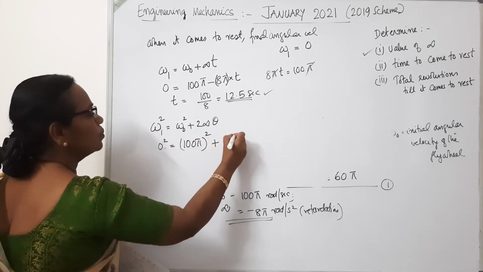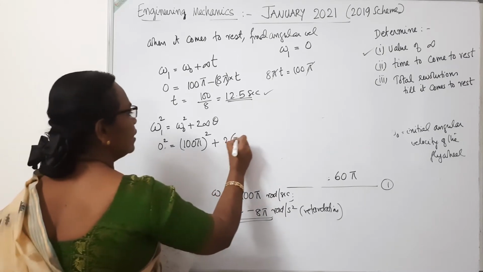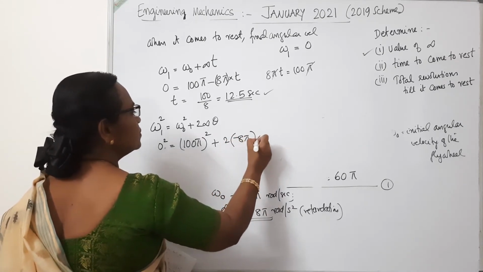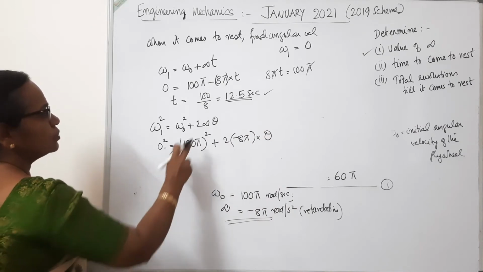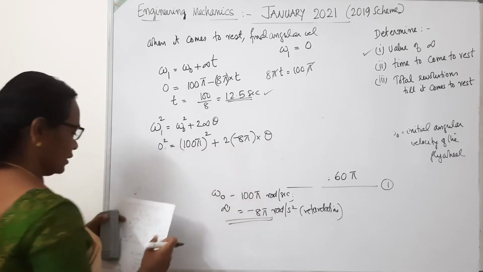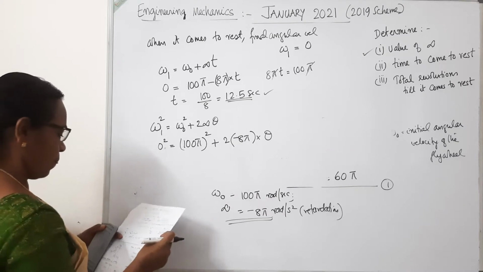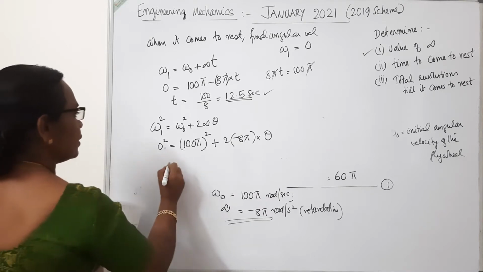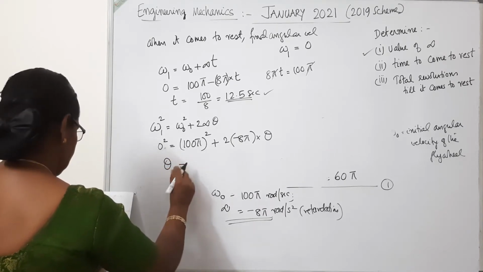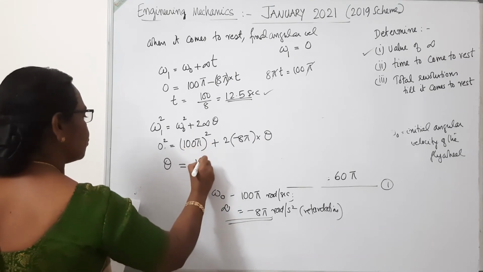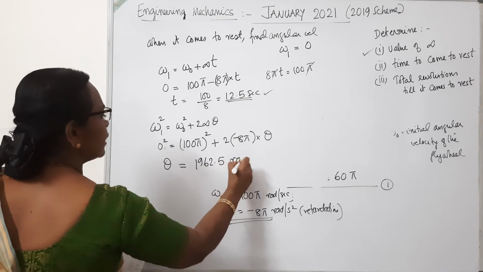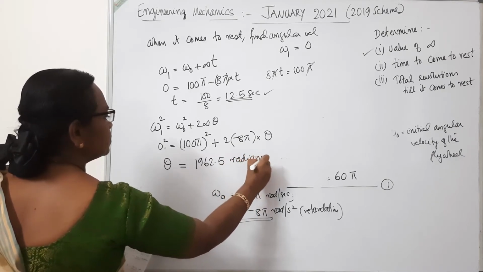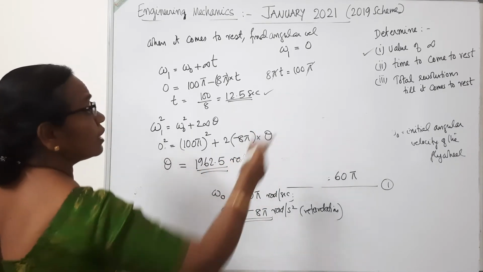plus 2 alpha, minus 8 pi, into theta. So from that, solving this, we get theta is equal to 1962.5 radians.